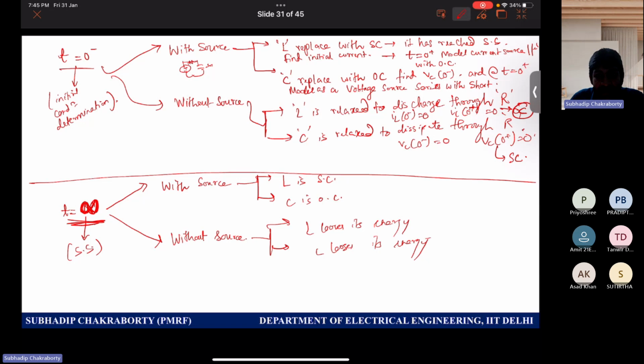For capacitor, initially it was discharged, 0 voltage. So 0 voltage you can model with short circuit. So always remember, why short circuit? To model 0 voltage. Here, open circuit to model 0 current. So this was the summary, I just wanted to highlight.